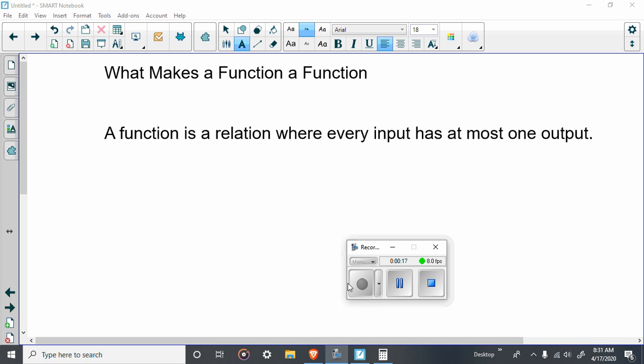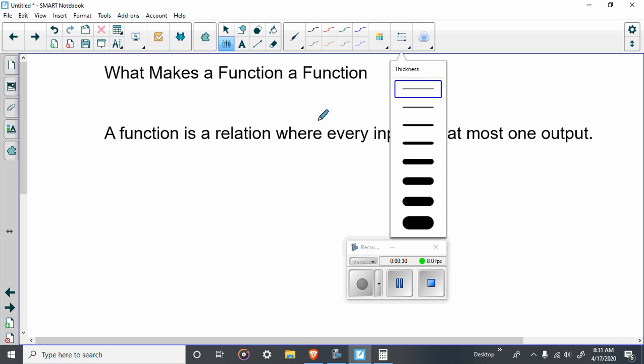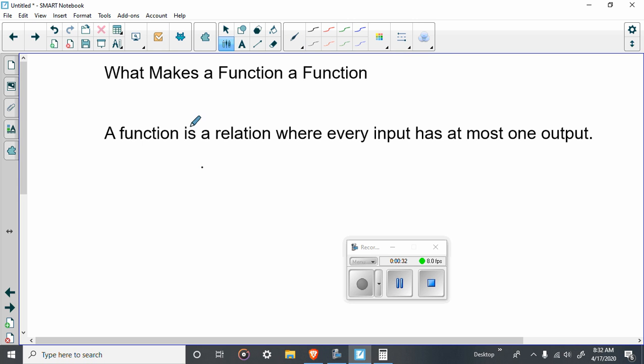Okay, so a function is a type of relation, meaning you have two sets of numbers and they are related. So we call those your input and your output. We have a lot of different names for them, so let's just write that down real quick, okay? So what are your different numbers? First we call them x and y, then we call them x and f of x, then we call them your inputs, your outputs.